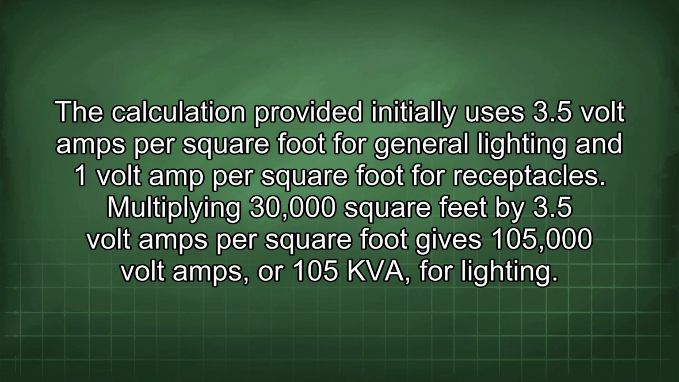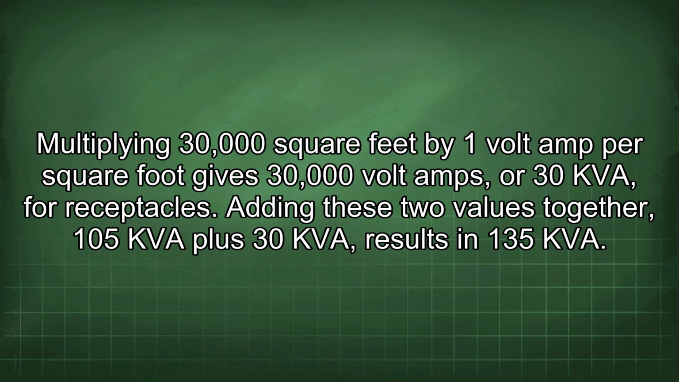The calculation provided initially uses 3.5 volt-amps per square foot for general lighting and 1 volt-amp per square foot for receptacles. Multiplying 30,000 square feet by 3.5 volt-amps per square foot gives 105,000 volt-amps, or 105 kVA, for lighting. Multiplying 30,000 square feet by 1 volt-amp per square foot gives 30,000 volt-amps, or 30 kVA, for receptacles. Adding these two values together, 105 kVA plus 30 kVA, results in 135 kVA.